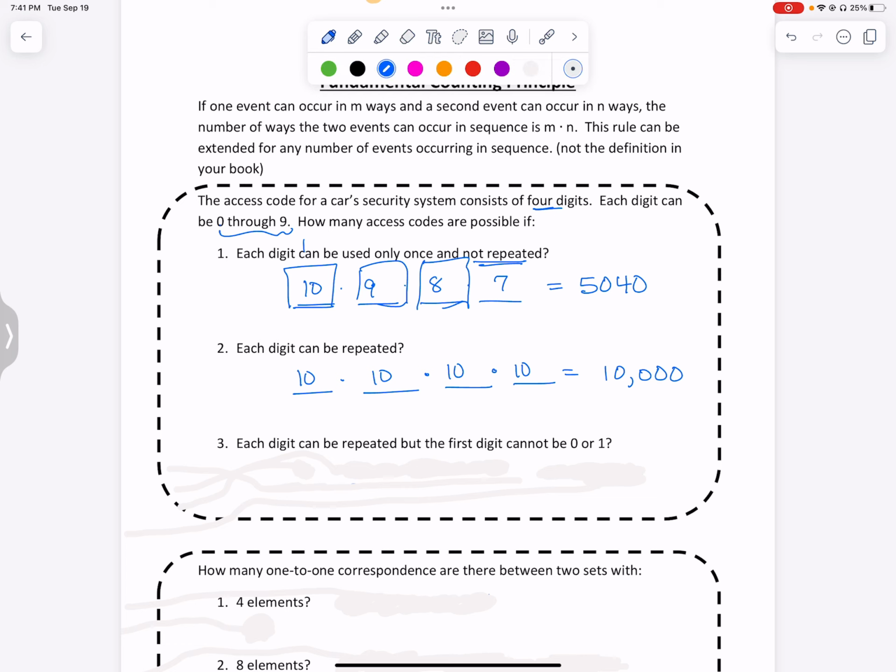What if each one can be repeated, but the very first digit can't be 0 or 1? So this very first one can't be 0 or 1. That takes out 2 of the 10, so we can only use 8 there. But for the next one, I can use 10, right? So the next ones would be 10 and 10 and 10. We multiply that together and we get 8,000. I love those. I just think those are so much fun because I'm a geek. So, if I think they're fun, they're going to be on the test.